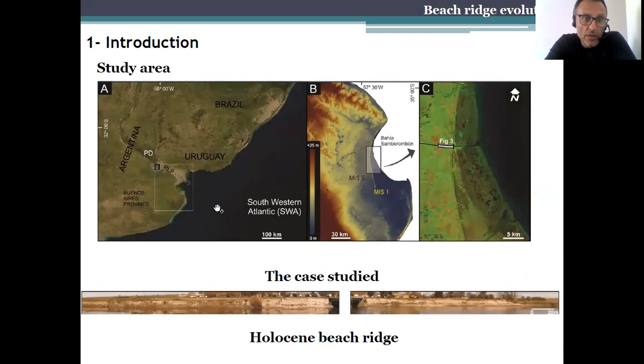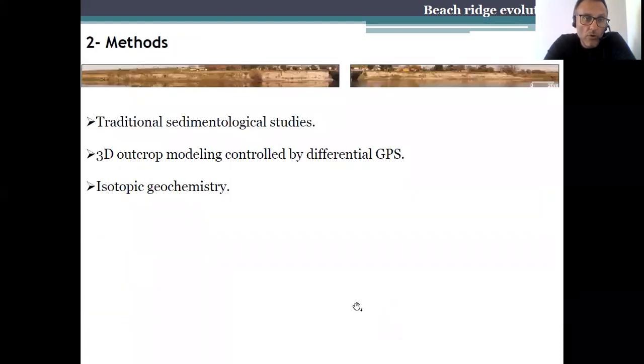The study area is located at the Rio de la Plata estuary, here in Buenos Aires province. This is Argentina, Uruguay, Brazil, and the Rio de la Plata estuary. This is the San Borondón Bay, where the Holocene deposits are very well developed and outcropped, in this case at the intersection of the provincial road and the artificial channel. This is the Holocene ridge, where we worked on traditional sedimentological studies, 3D outcrop modeling, and isotopic geochemistry.